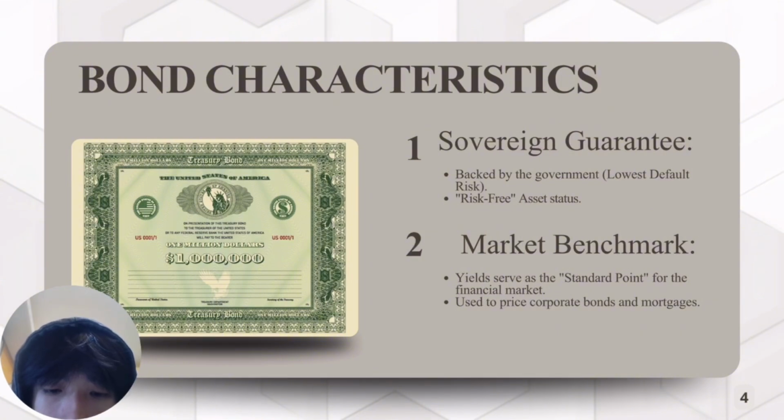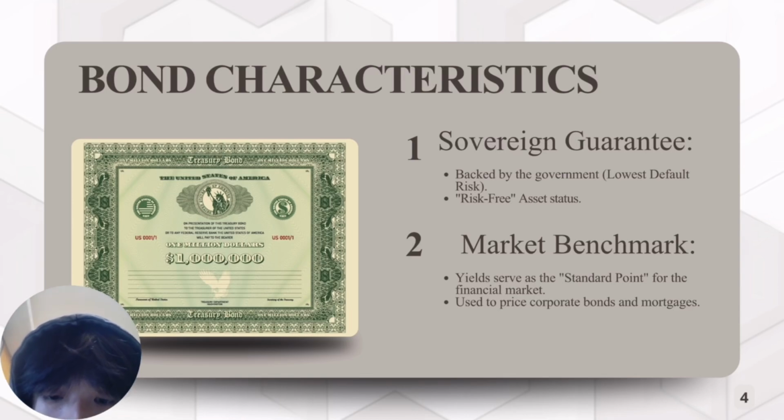The second characteristic is their role as a benchmark. Government bonds serve as the standard point for the entire financial market. The interest rate on these bonds is used to price other assets, such as corporate loans or mortgages. Therefore, they are the foundation of the global financial system.